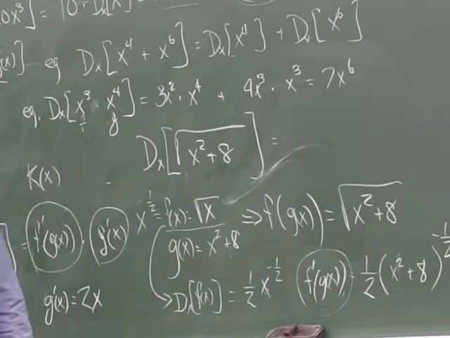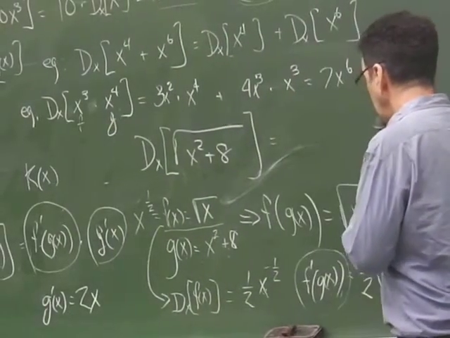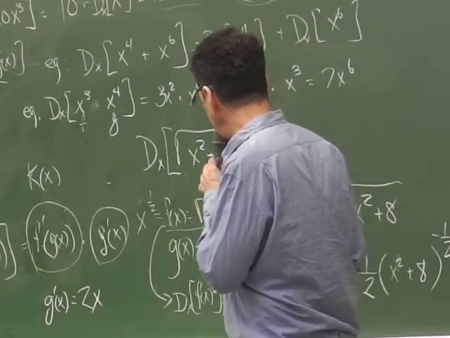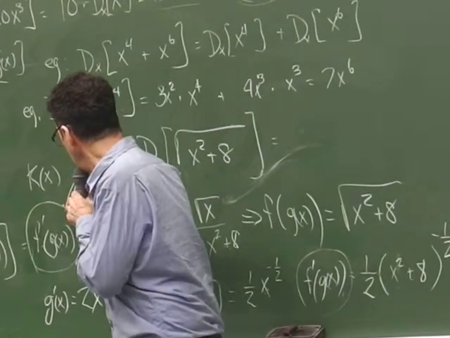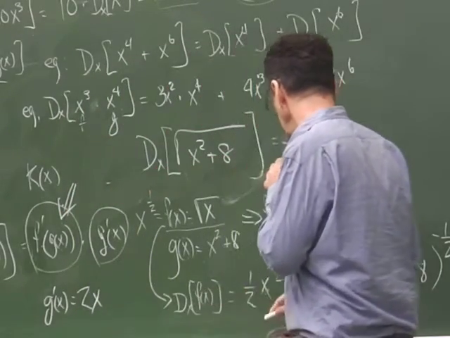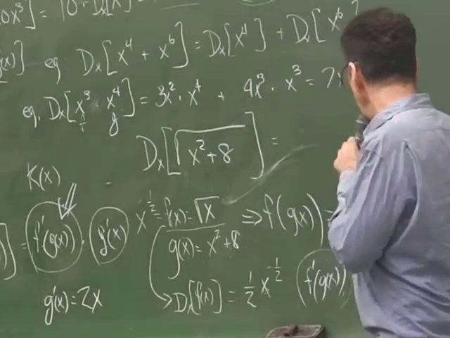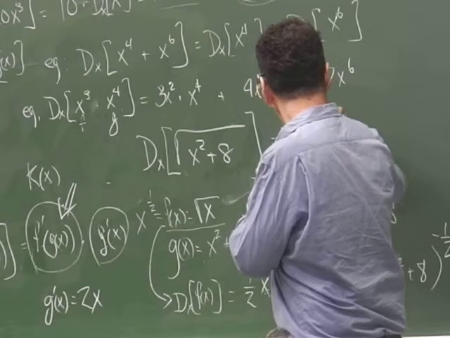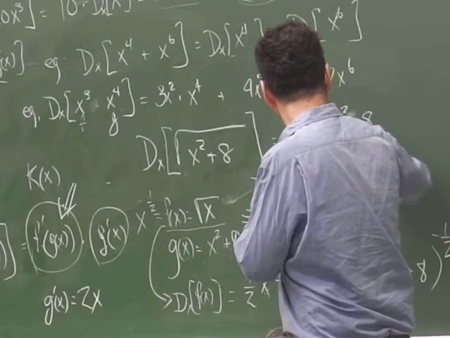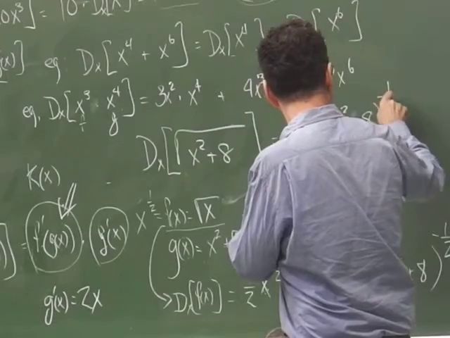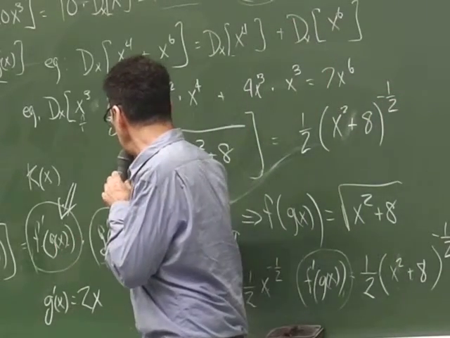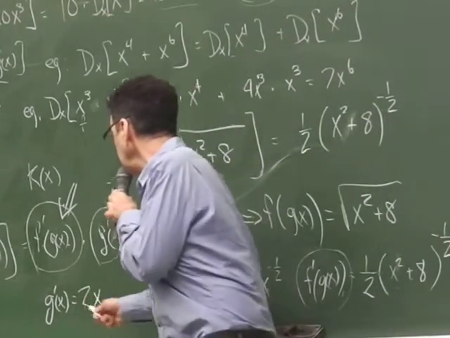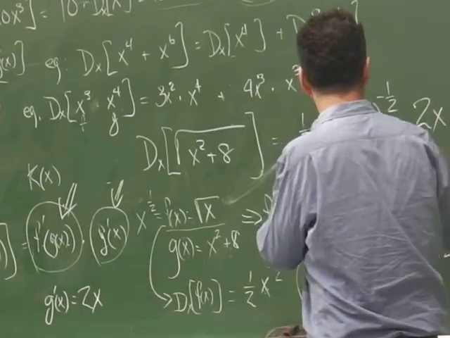Okay, so what do I get finally? Put the answer here. What is this piece? It's here. So what is it? 1/2 times x squared plus 8 to the negative 1/2. Okay, that's this piece. Now what's this piece? It's g prime. Here, 2x. That's the answer.